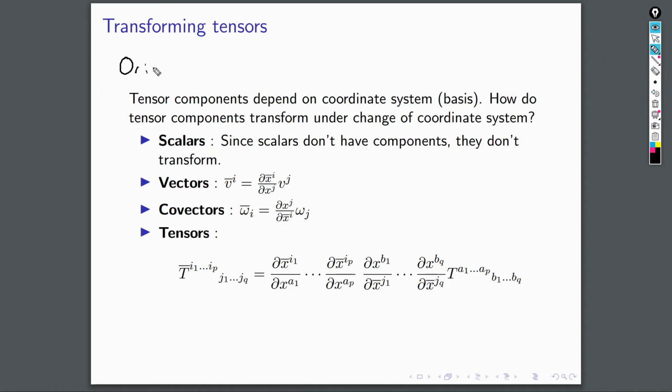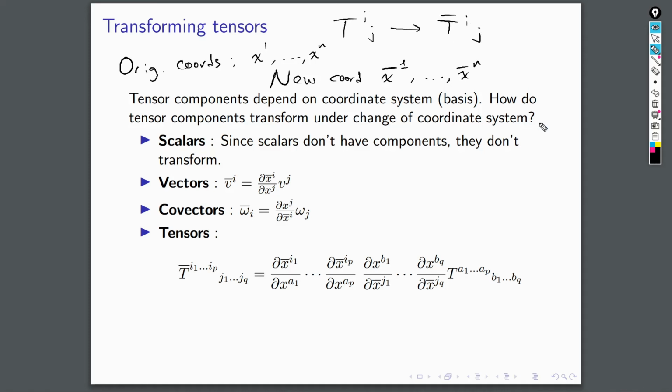So our original coordinates were x1 all the way up to xn, and our new coordinates are the barred coordinates, so x bar 1, up to x bar n. So we want to transform our tensor with our original components to its barred components.